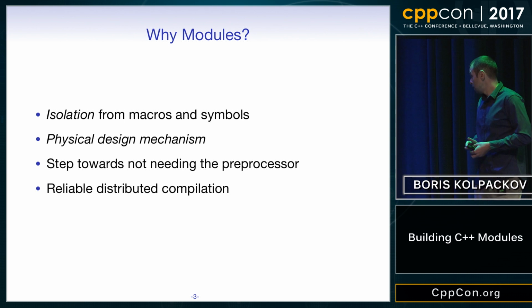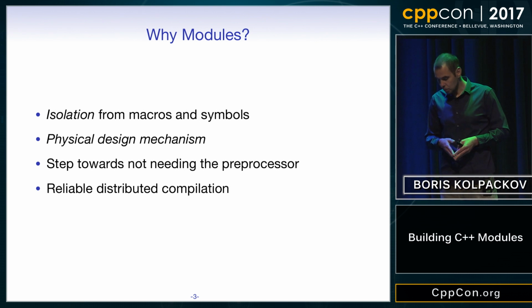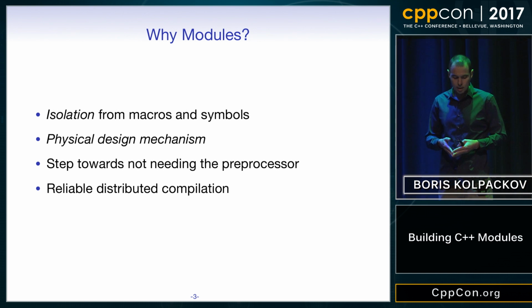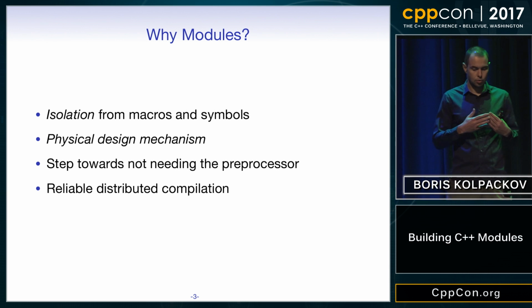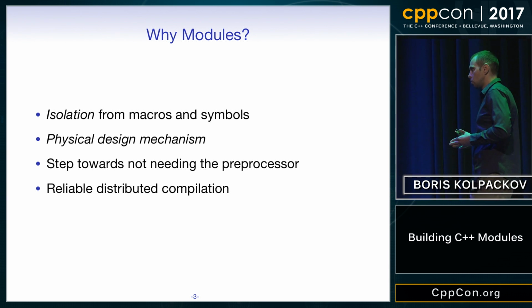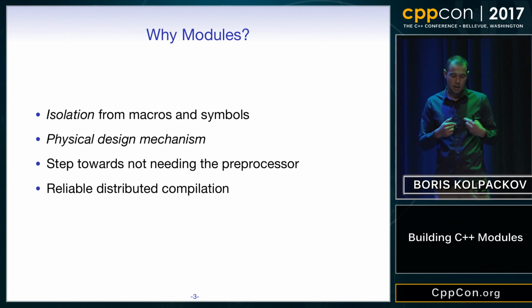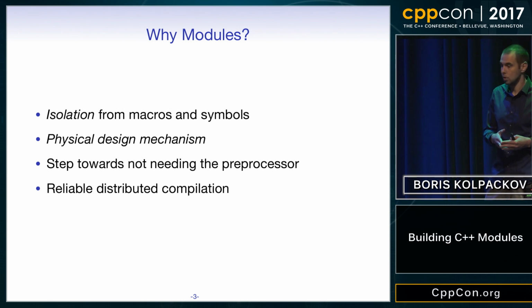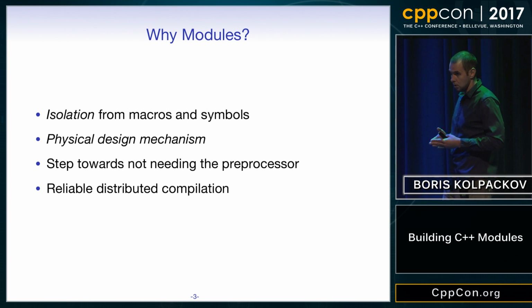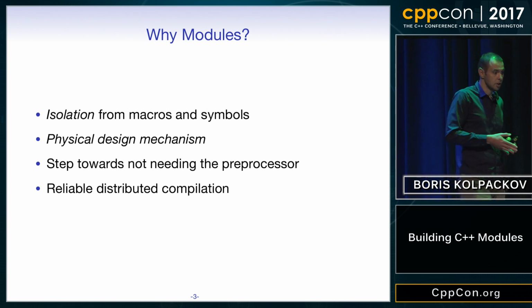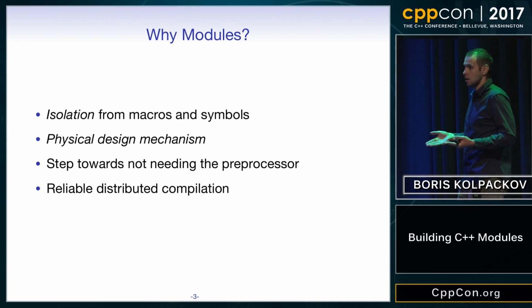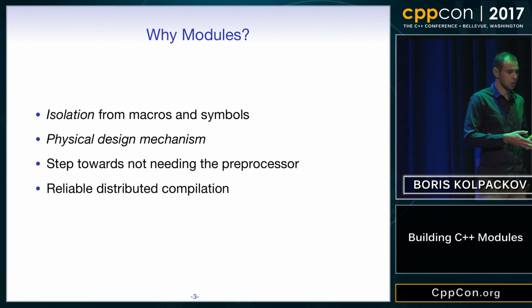Okay, so let's just dive in. Lots of ground to cover. Why modules? First question. What are the benefits? Well, modules provide isolation from preprocessor macros as well as other module symbols. Modules also force us to explicitly export entities that should be visible to the module consumer. So in this sense, they are a physical design mechanism that forces us to think about how we structure our code. Modules are also a first step towards not needing the preprocessor, at least in most translation units, hopefully one day. The most commonly used preprocessor directive is include, so modules make it hopefully unnecessary in most cases.